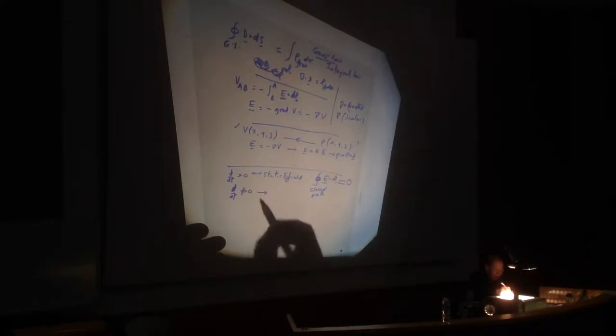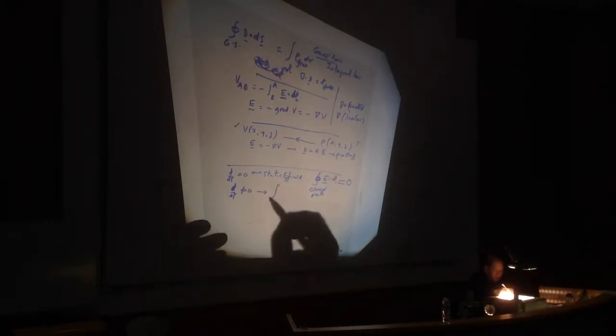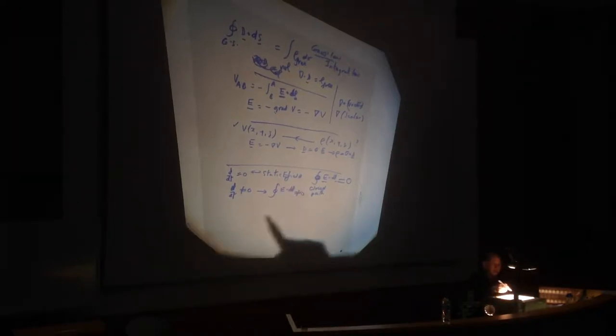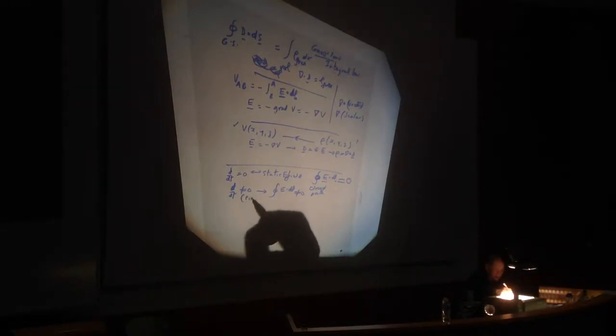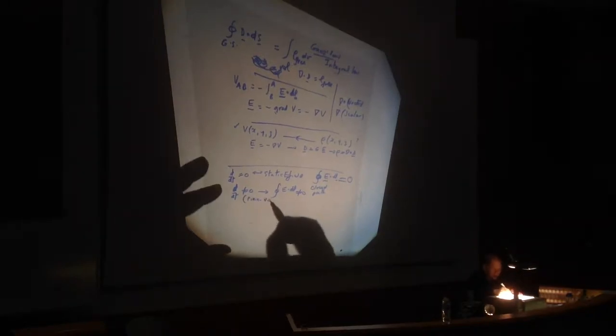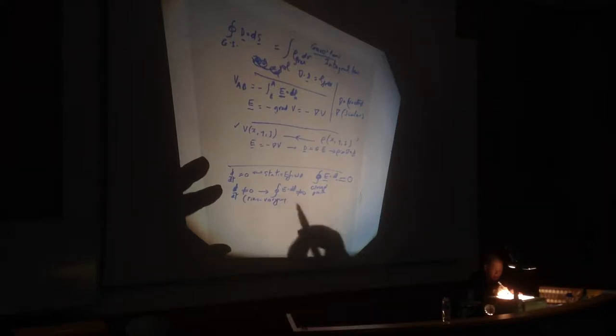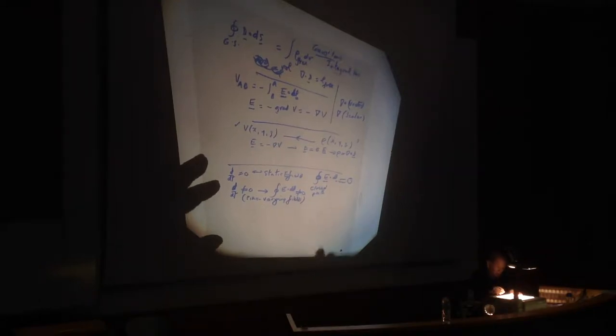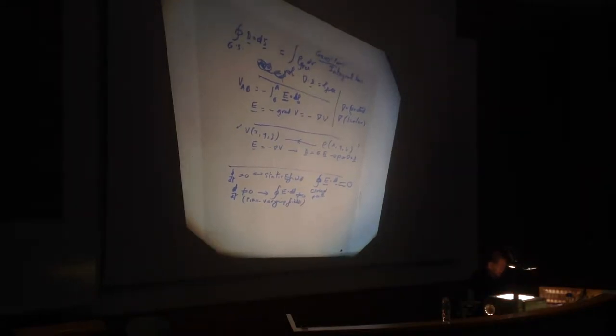Then the integral of E dot dL is not zero. So for time varying fields, different things happen, because for time varying fields, energy has to be put in. You have to put in energy to create the field.